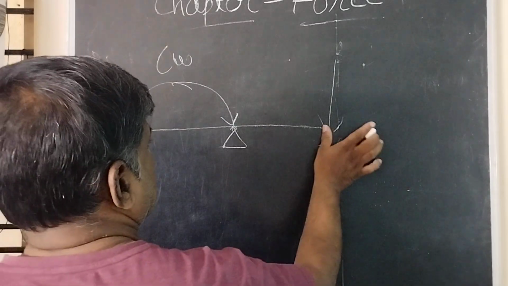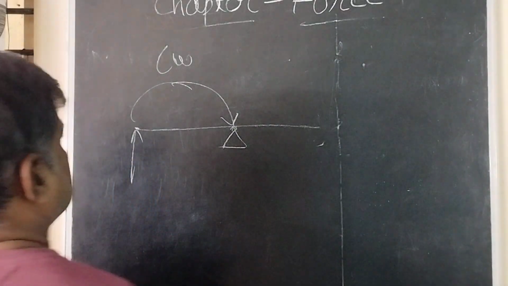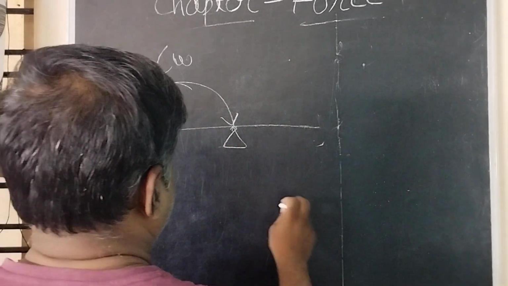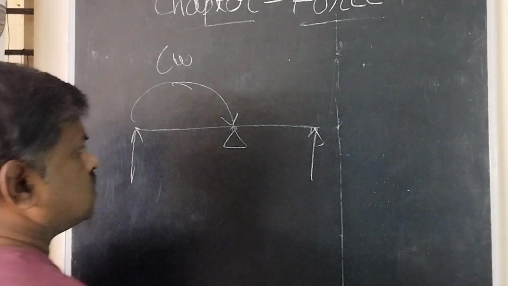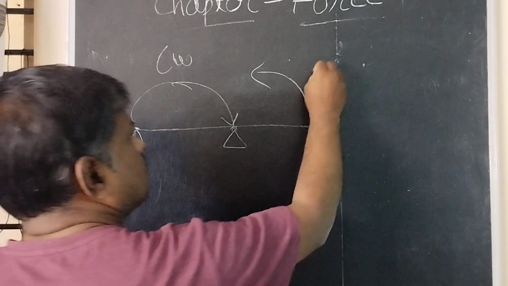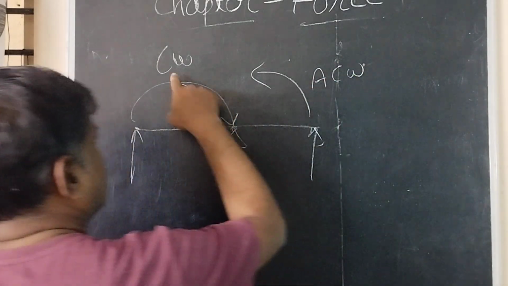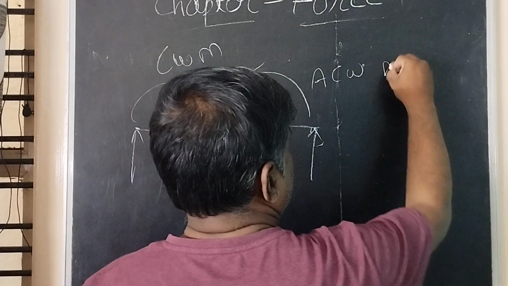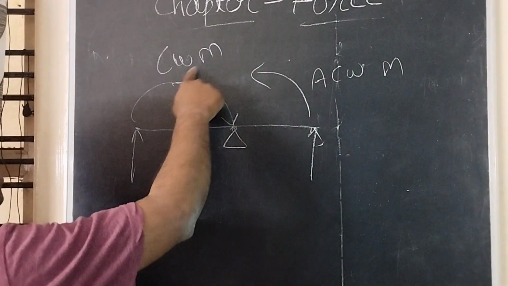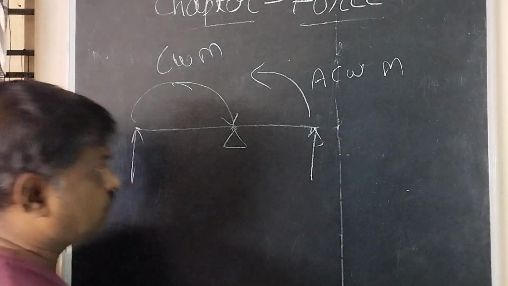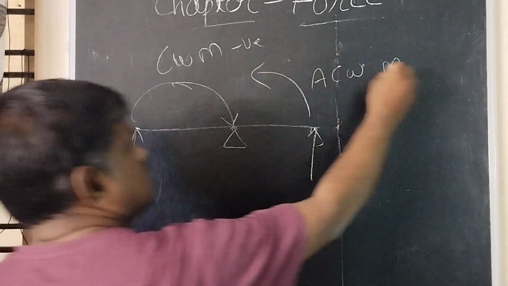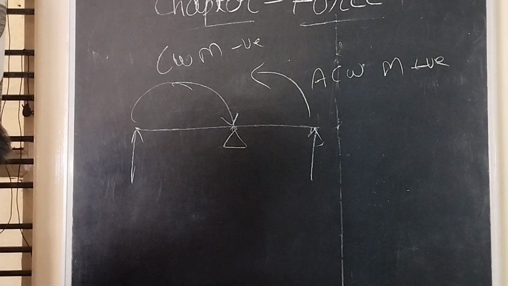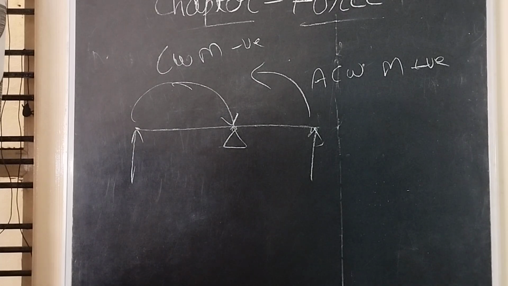Put one more force here. It will turn like this. It is called the anti-clockwise direction. This moment is called the anti-clockwise moment of force, and this is called the clockwise moment. The anti-clockwise moment is considered negative and the clockwise moment is considered positive. Okay, next.